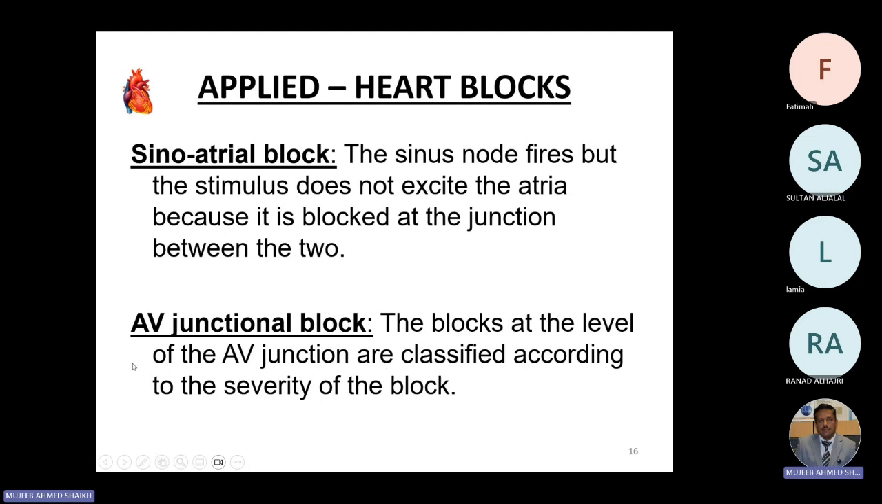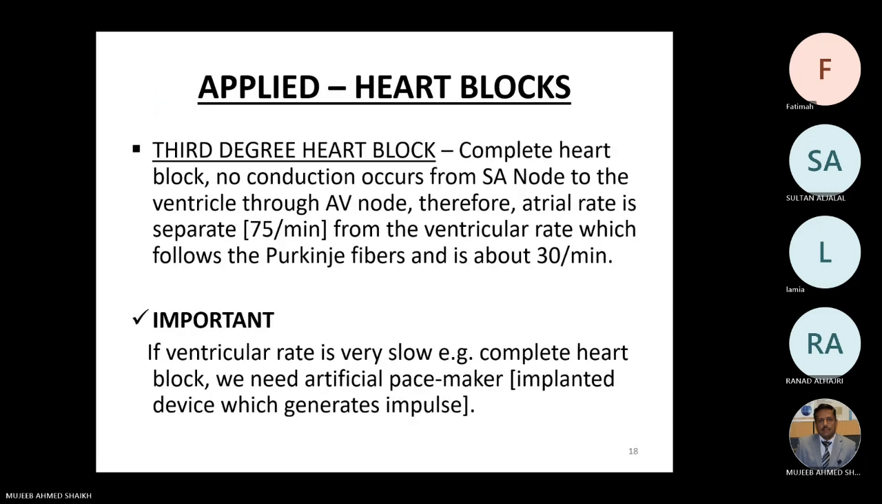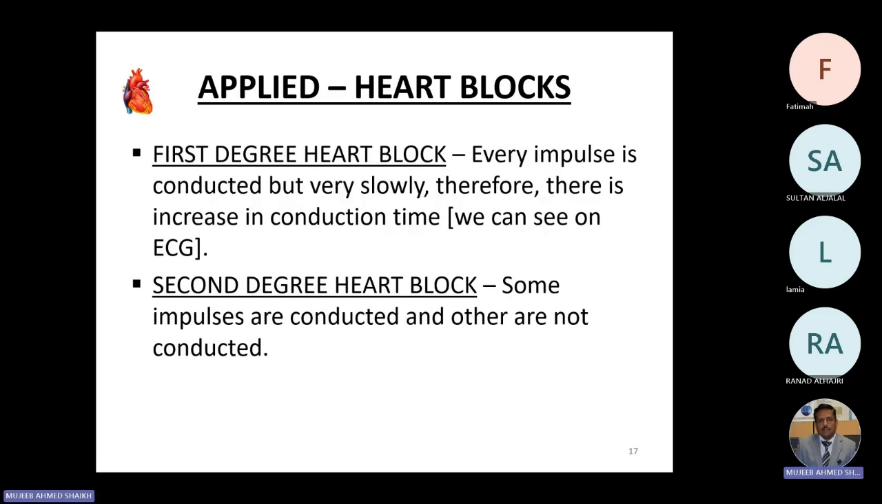And AV nodal block is of three types, depending upon the severity: first degree, second degree, and third degree heart block. This is related to the AV node only. What is happening in first degree? In first degree only, the conduction becomes slower. Conduction becomes slower between the atria and the ventricle.